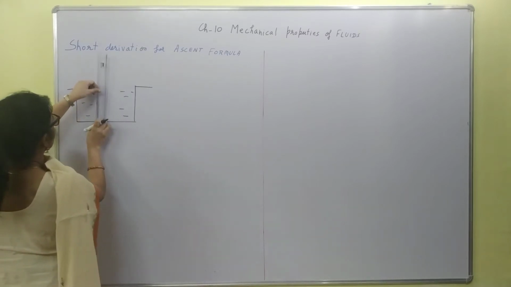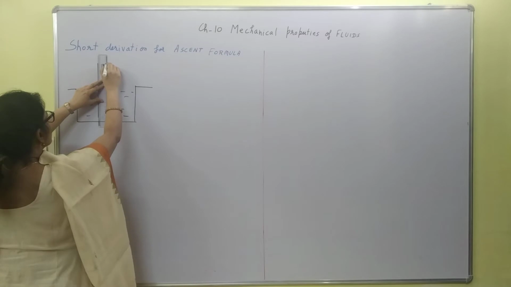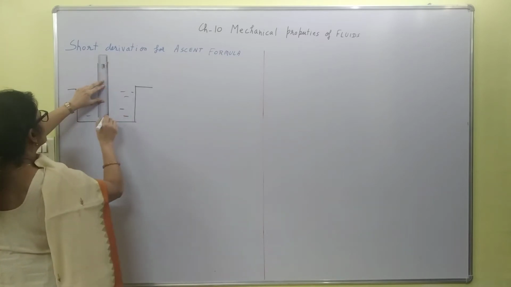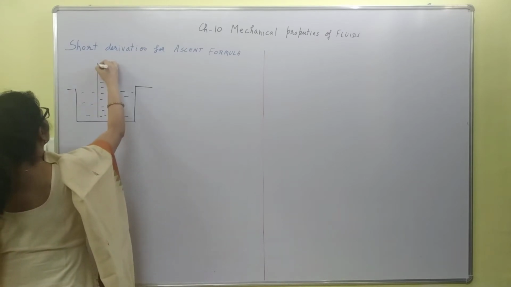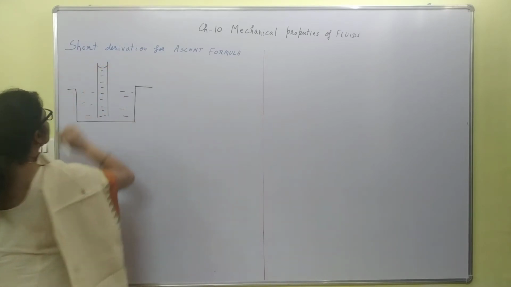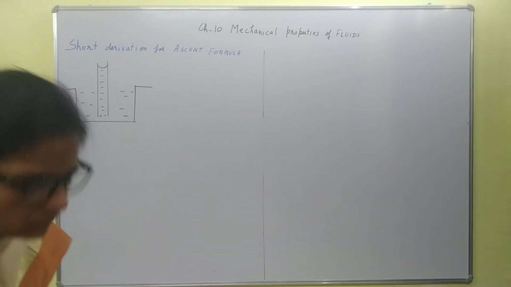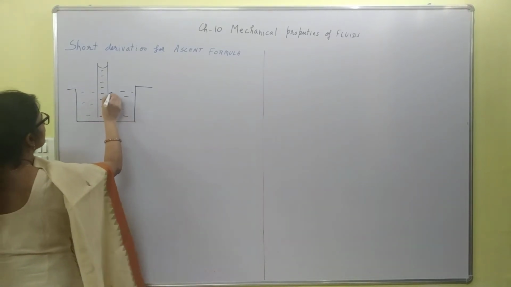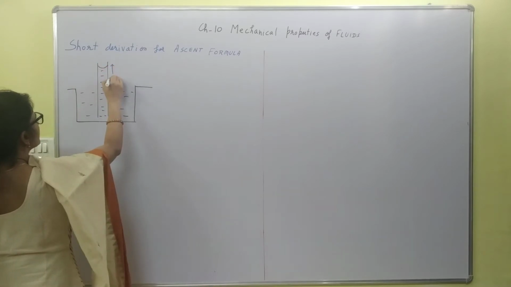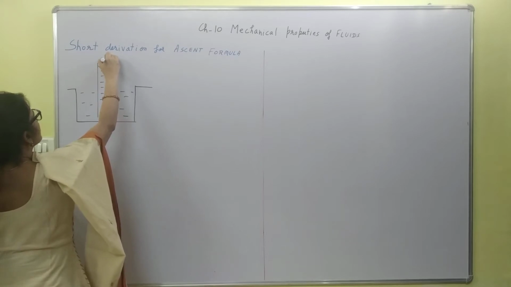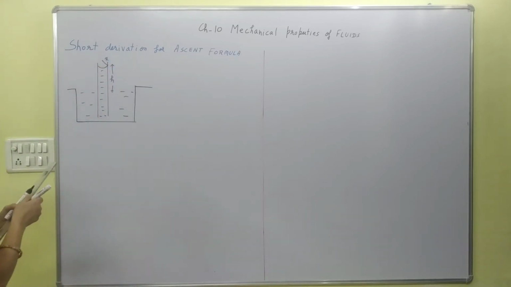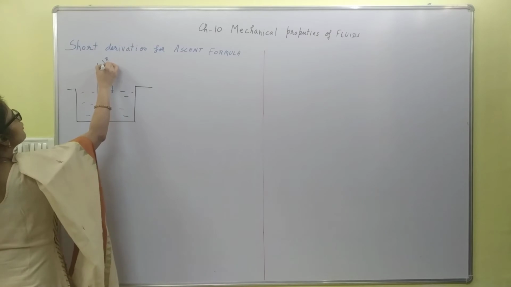I'm just drawing a slightly broader capillary here to make things clear, right? So this is the liquid meniscus. This is the height with respect to the surface in the container, right? This is the radius of the meniscus, and small a is the radius of the tube.